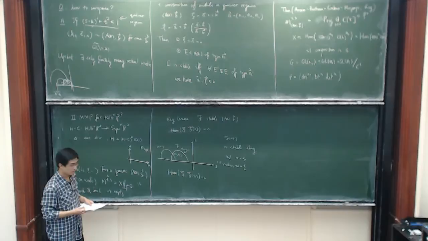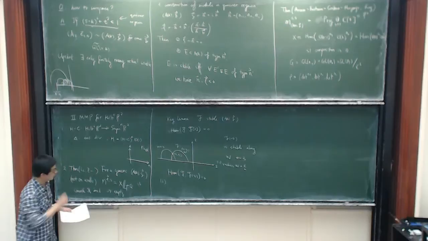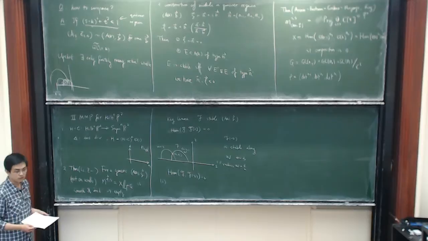Yeah, and there's another case. If the radius is smaller than 3 over 2, there is a similar trick, but you need to play also with the quiver regions.